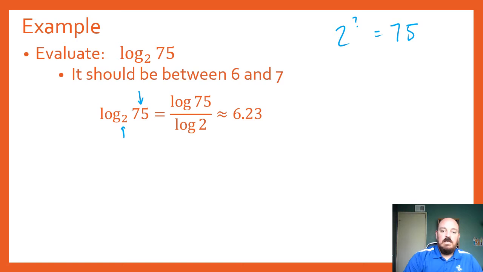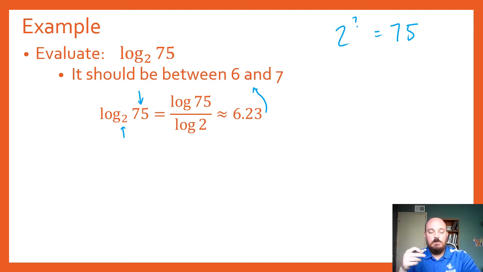But yeah, it is between 6 and 7. We are right. So now all of a sudden we have a way to use calculators to more accurately answer that question. So the answer to the question, 2 to what power equals 75, if you round it off to 2 decimal places, is about 6.23.